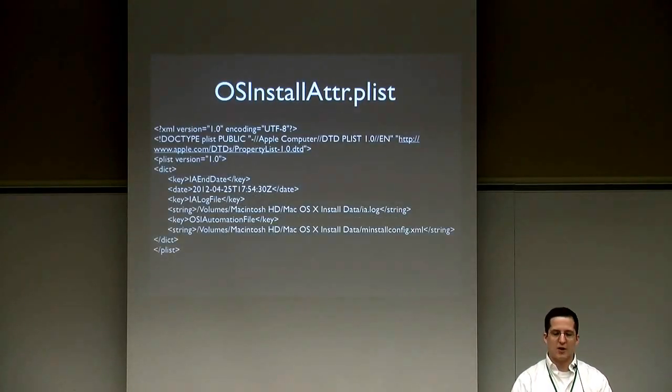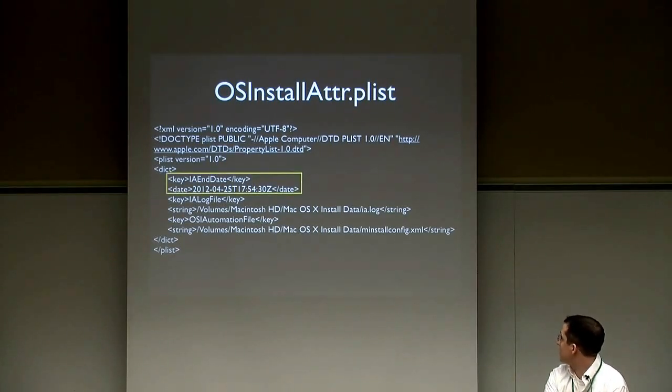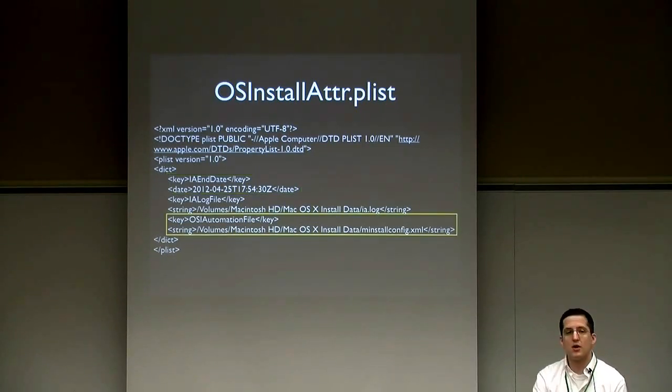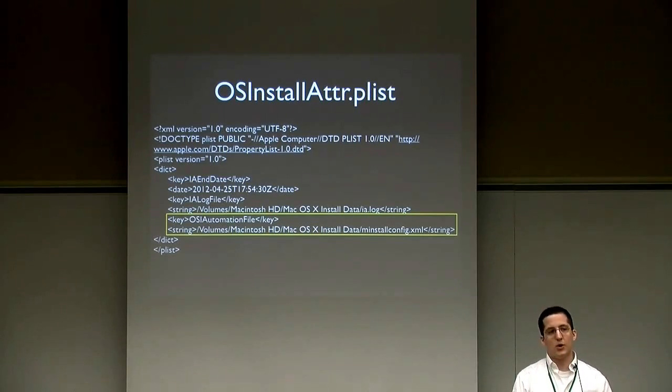The OS install adder.plist file is actually an interesting file because what it will do is it logs the time at which the installation finishes versus when the user hits restart. This is kind of important because if the installer deems there's too much time in between, it actually kills the automation. So here you can see the end date is at this time, and it's pointing it to the automation file, the minstallconfig.xml. And what they'll do is it'll completely kill your automation process. So you may get a call from the help desk saying, this person's saying their OS Lion installer is not automated. What's going on?